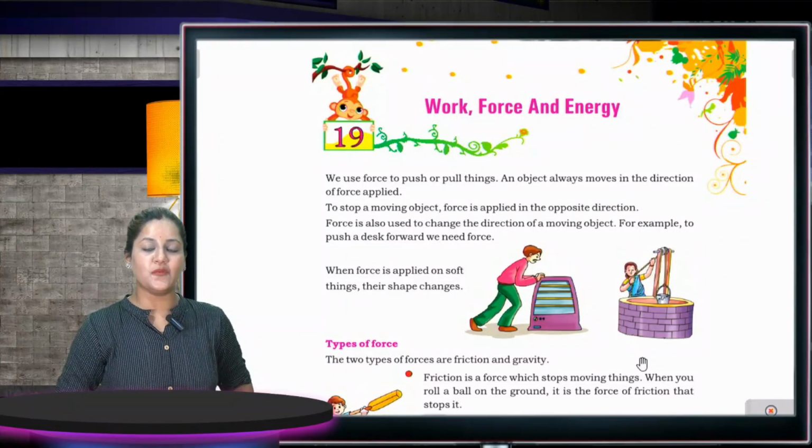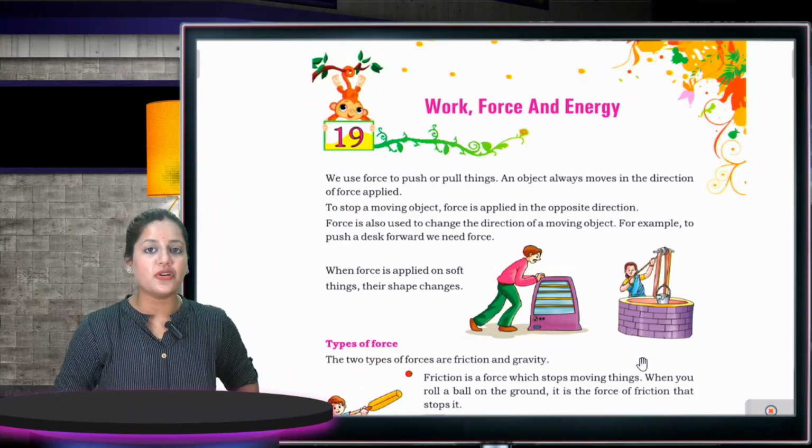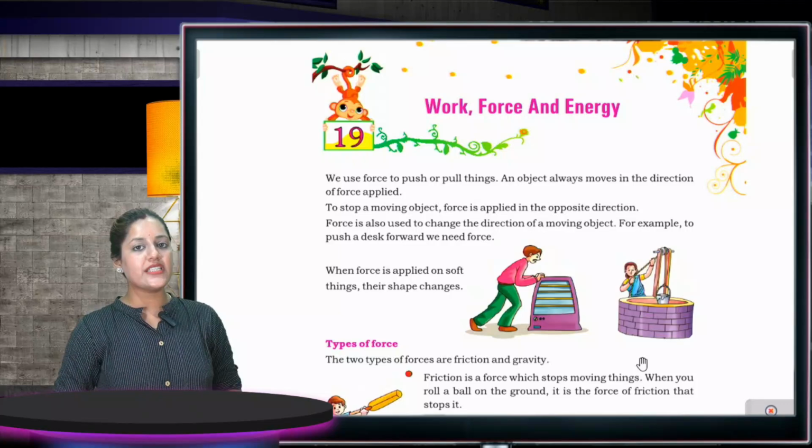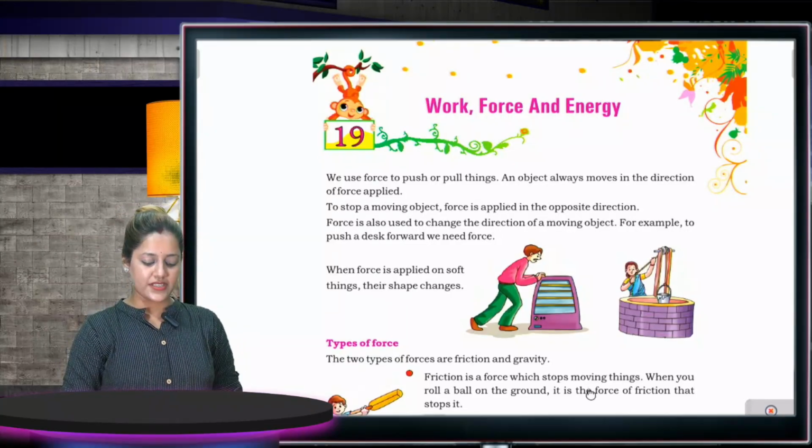My name is Shraddha Gupta and today we are going to do chapter number 19 from your EVS book. So what is the name of the chapter? The chapter name is Force, Work and Energy. So let's read the chapter.